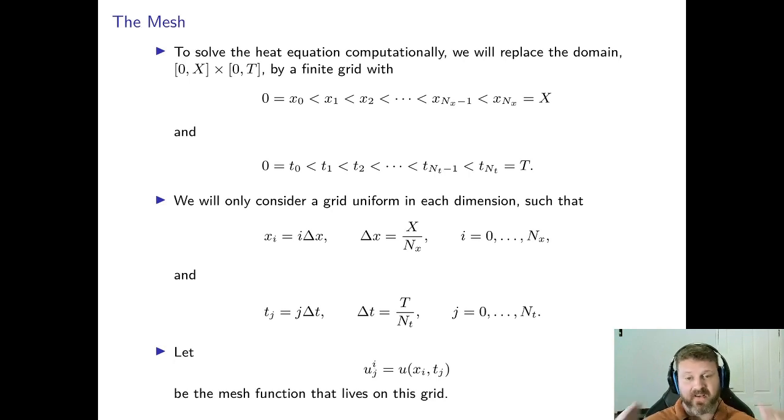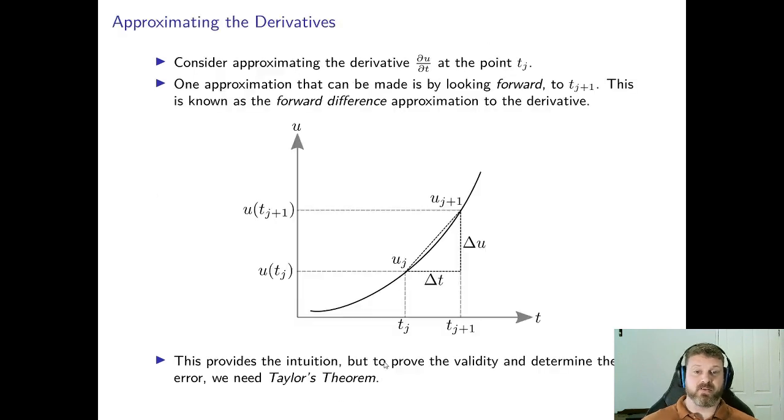So now we have the finite grid. What's our next step? Our next step is to approximate the derivatives. Now, let's consider as an example how we could approximate the derivative with respect to time at the point t_j. So we want to know what's the rate of change of u here at the point t_j. Now we know what a derivative is, right? It's the infinitesimal rate of change. But if we approximate it, instead of looking at an infinitesimally small delta t, we're going to look at a delta t that's a bit larger.